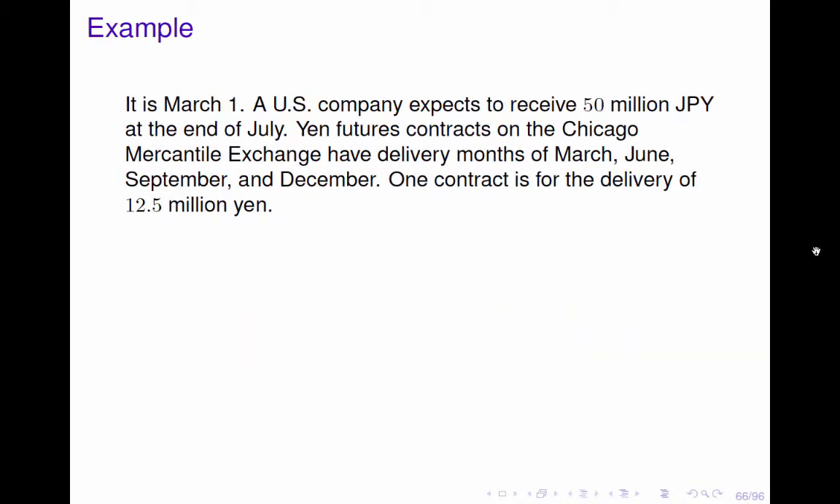Now let's take a look at a concrete example. It is March the 1st. A US company expects to receive 50 million Japanese yen at the end of July. It is known that yen futures contracts on Chicago Mercantile Exchange have delivery months of March, June, September, and December. Each contract is for delivery of 12.5 million yen.